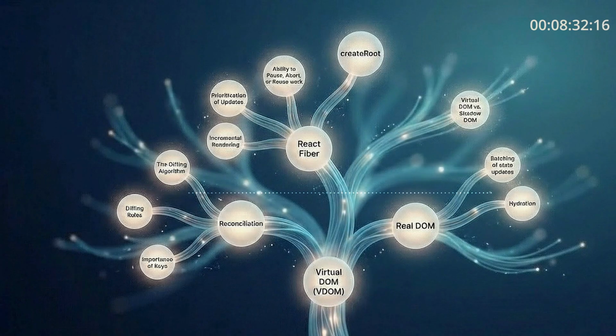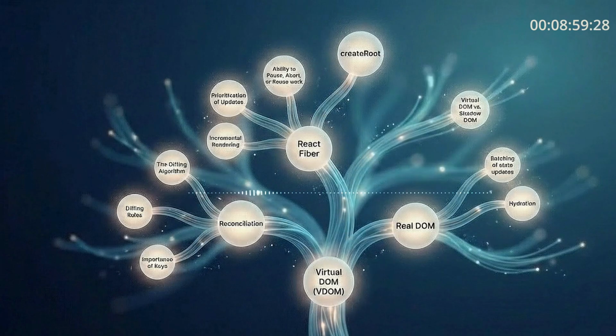That's a great analogy. Fiber splits all work into two phases. The first is the render phase, where it's building the new Fiber tree and calculating changes. This phase is interruptible. It can be paused, resumed, or even aborted. And the second phase? The commit phase. This is where React actually applies the changes to the real DOM. This phase is not interruptible because you don't want the user to see a half-finished UI, but it's designed to be very, very fast.